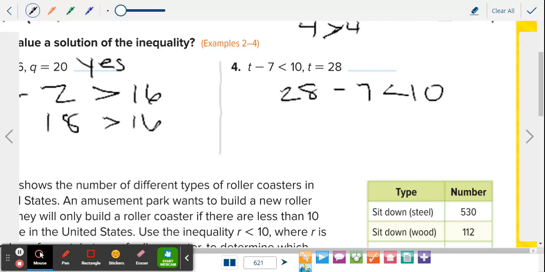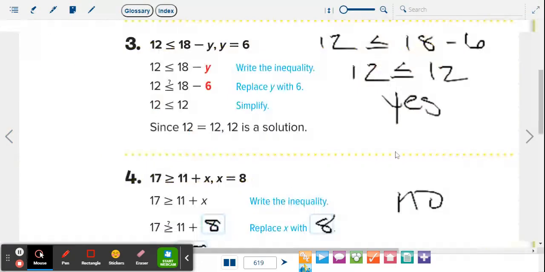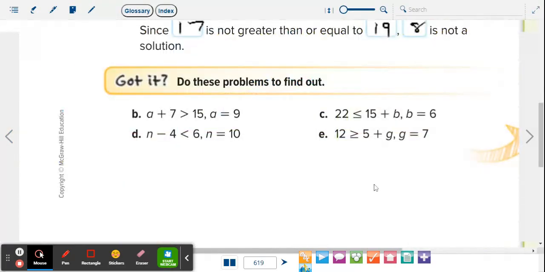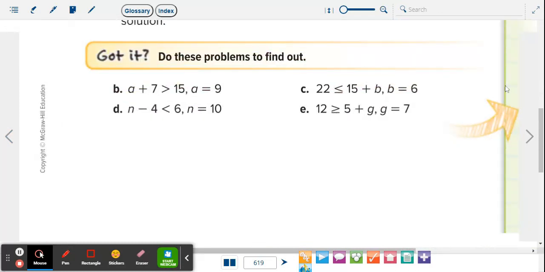Remain in the area. So we have 28 minus 7. What's 28 minus 7? 21. Is 21 less than 10? No. So your answer is no. That's it. Okay. So let's go back. And I want you guys to do B, C, D, and E. So you're just proving if those are true or not. So yes or no is your answer, but show your work.